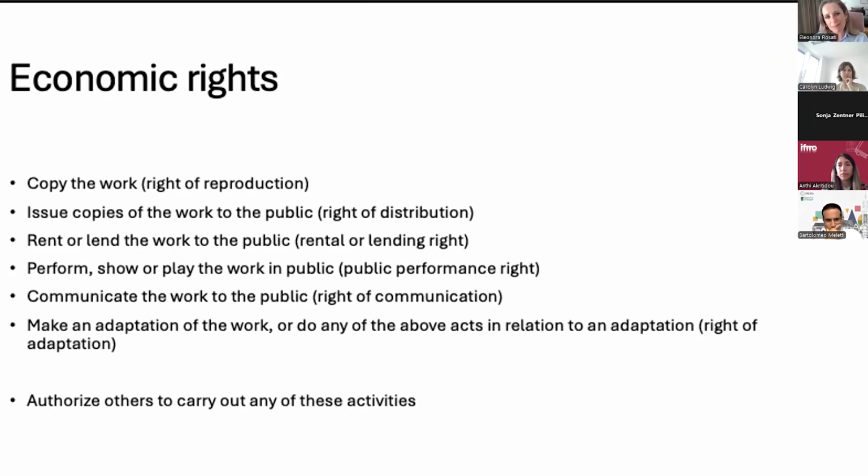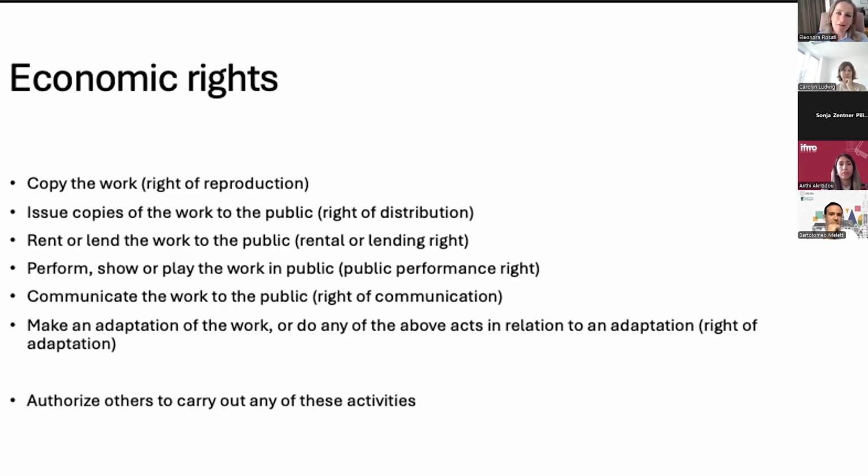For example, for libraries to operate, they need a license from the relevant copyright owners, that is, book publishers and the likes. Similarly, if you want to perform a play in public, you will need to obtain the permission of the owner of the copyright in the play for you to be able to do that. And that is known as public performance. Same thing, if you post on the internet someone's book, you will need to obtain permission from the copyright owner.